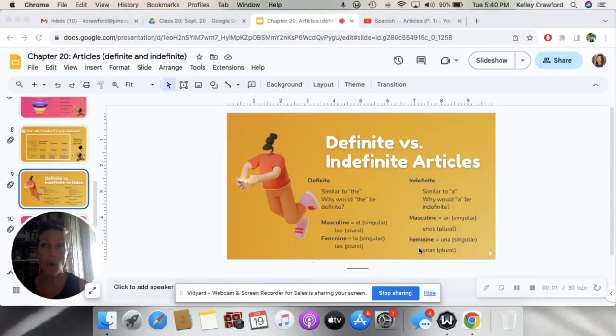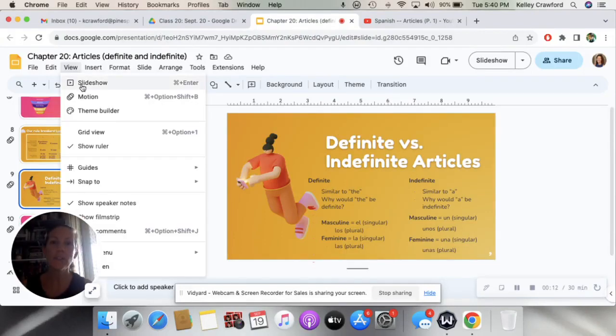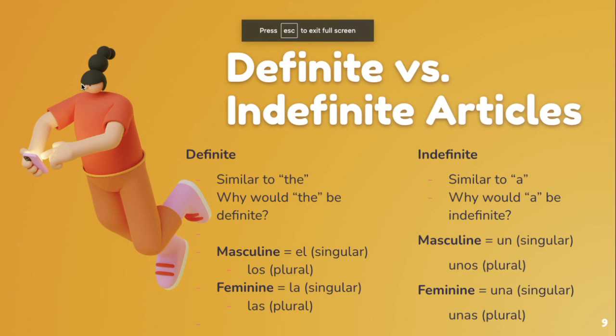Okay, so you've got all the definite articles: el, los, la, and las. All right, so now let's move into what happens when you want to have an indefinite article. We're going to talk about the difference between the two.